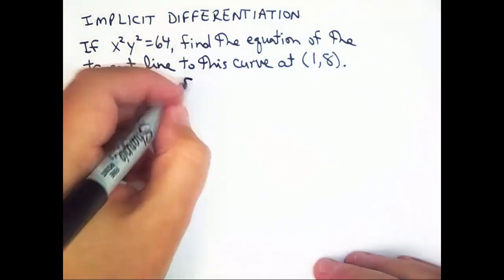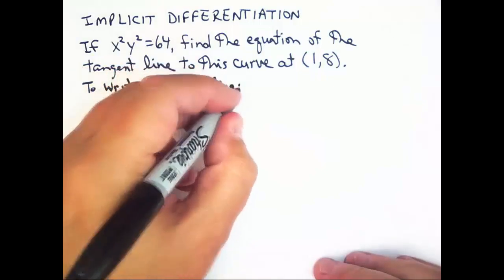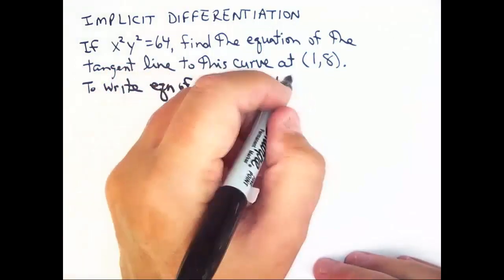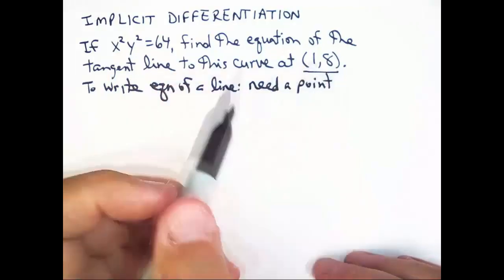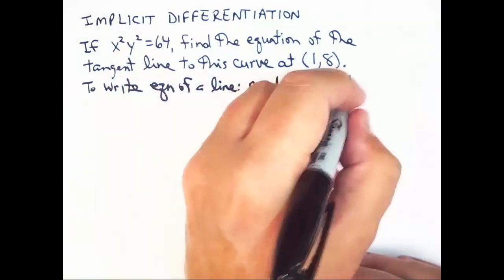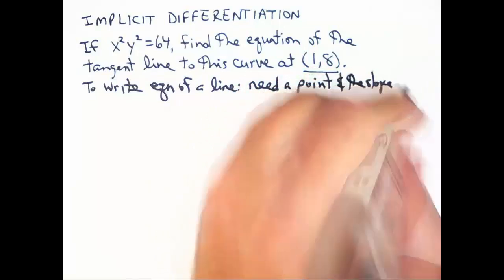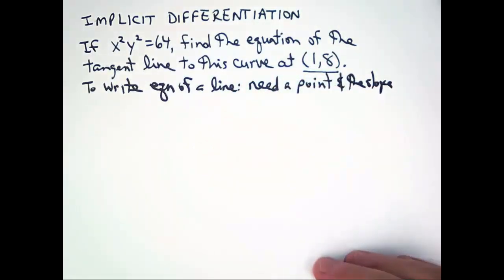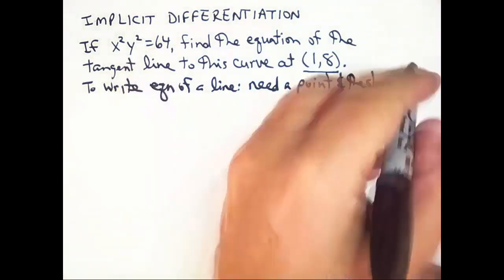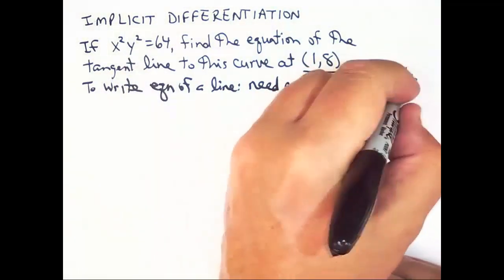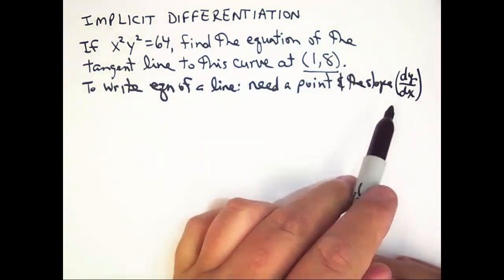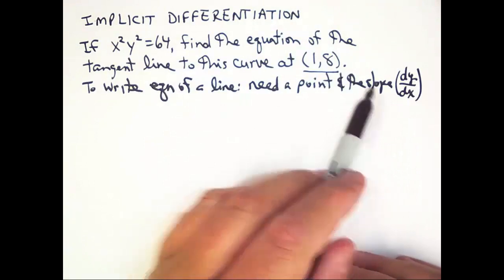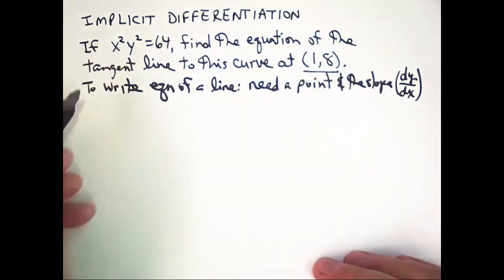To write the equation of a line, you need a point, which we have, and the slope, which we don't have. But we can find the slope because the slope is the quantity dy over dx that we've been calculating. So all we need to do, once we realize that, is find the slope. We already have the point using implicit differentiation.